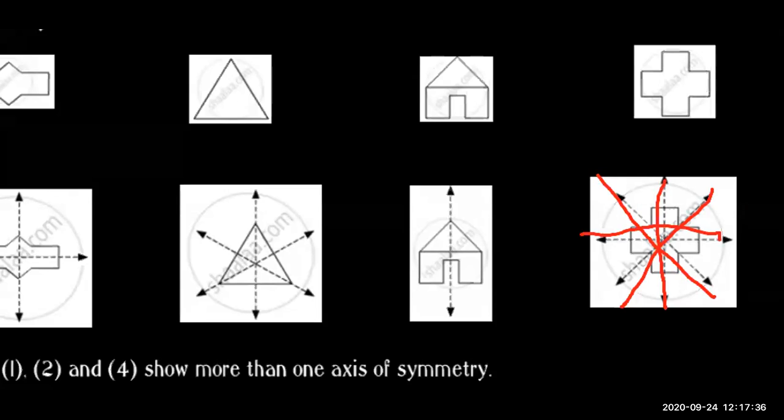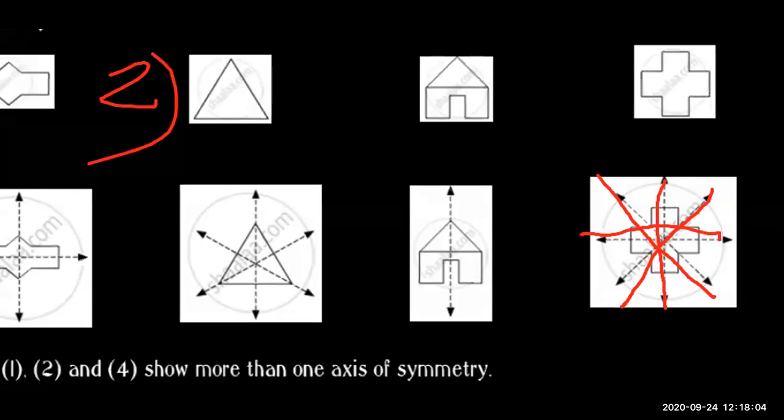Yes, it is also showing the plus sign. It is also showing the symbol of doctors. The doctor symbol is like that same figure only. So we can say the symbol of doctors, and also the plus sign. So now which figure has more than one axis? The first figure has more than one axis. The second figure also has more than one axis.